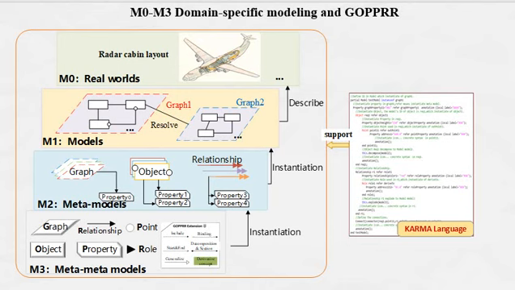Based on the GOPPRR mathematical models and M0 to M3 framework, the common language is a semantic modeling language to describe mathematical models and models. In the common language, it provides concrete syntax and abstract syntax to describe the math models and models using a textual, semi-formal approach.